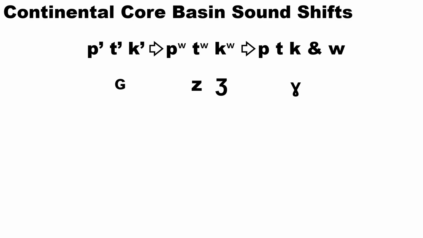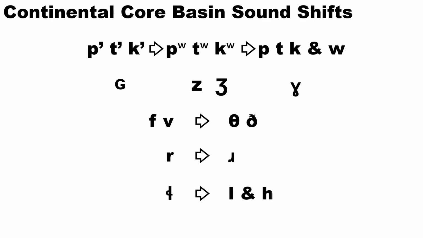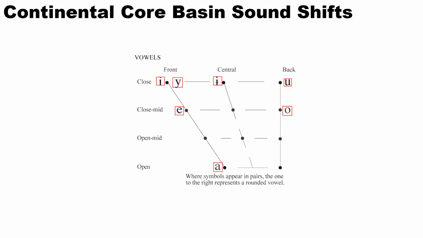The labiodental fricatives f and v shifted to th and th, but the bilabial fricatives f and v kept their place. The trilled r shifted to the approximant r, but the uvular r remains. Finally, hl split into the distinct phonemes l and h. As for vowels, we have a monumental reconstruction as to how they operate within the language.